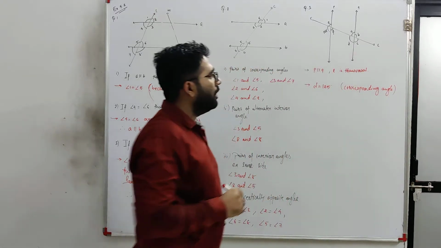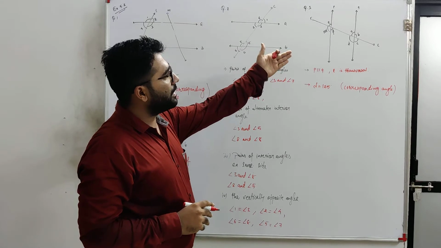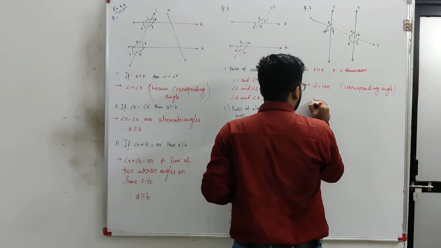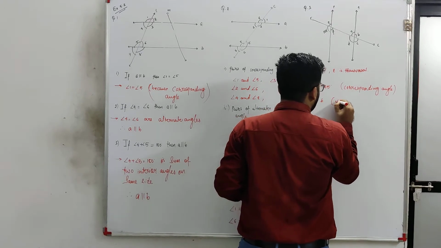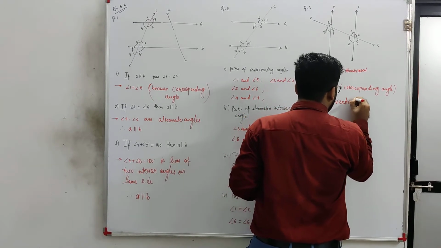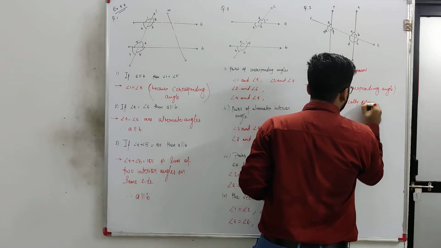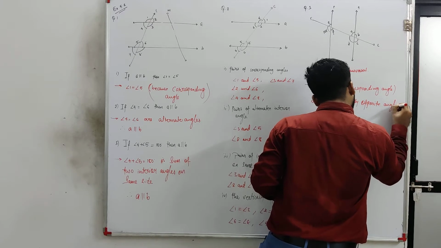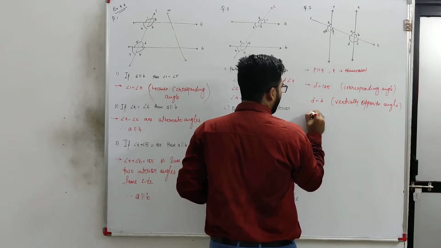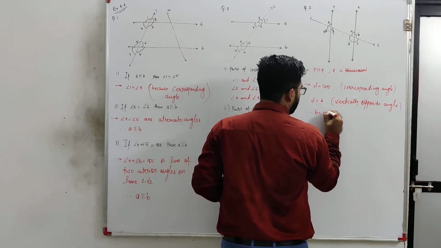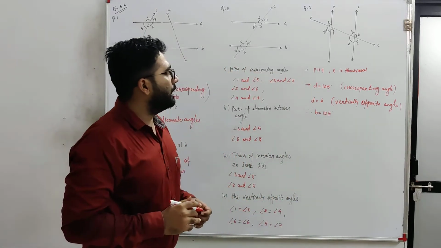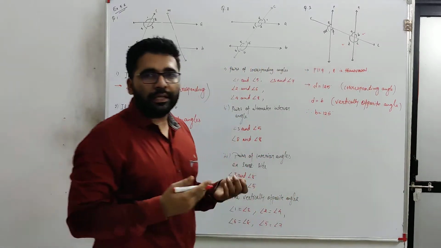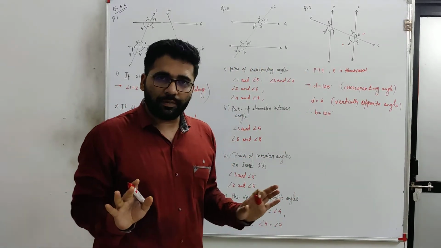Now, D is equal to B. Why? D is equal to B because they are vertically opposite angles. You should mention this for every question and every step. Therefore, B is equal to 125 degrees. Now I have got D and B. Now I need to find E. If I find E, I can find all the angles.